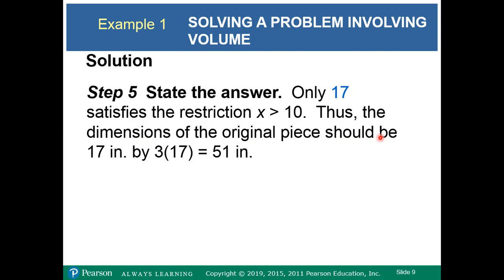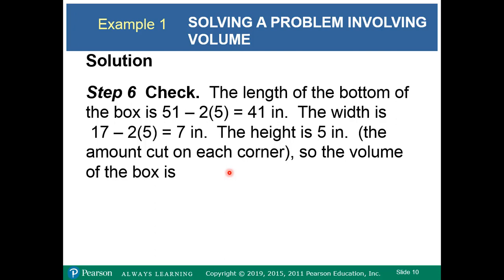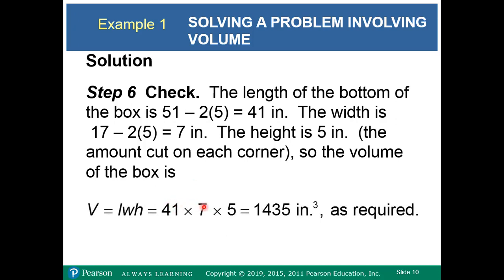So thus, the dimensions of the original piece should be 17 inches by 51 inches. And of course, if we check, the length of the bottom box is 51 minus 2 times 5, which is 10, equals 41, right? And the width is 17 minus 10, which is 7, and the height is 5. So the volume of the box is what? Now we should get the amount that was specified, the 1435, right? And lo and behold, 41 times 7 times 5 gives us 1435, which is what was required. And so it's good. So it works.